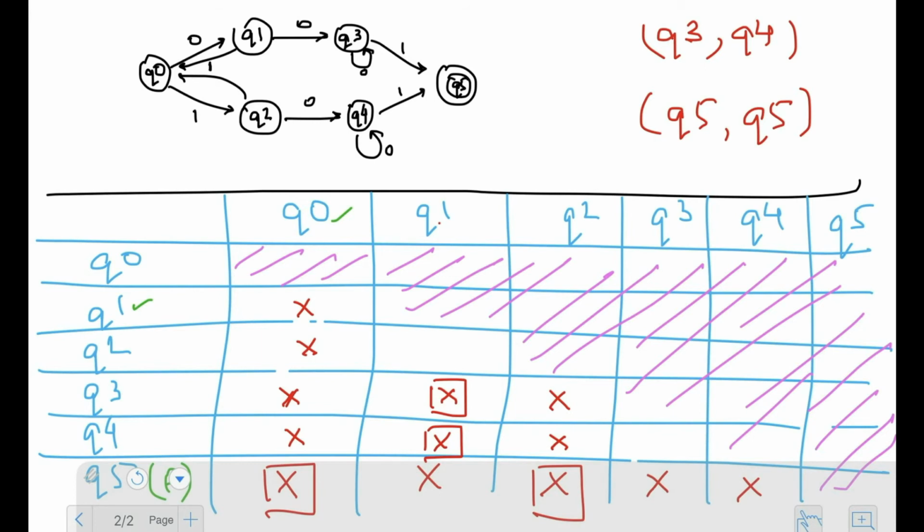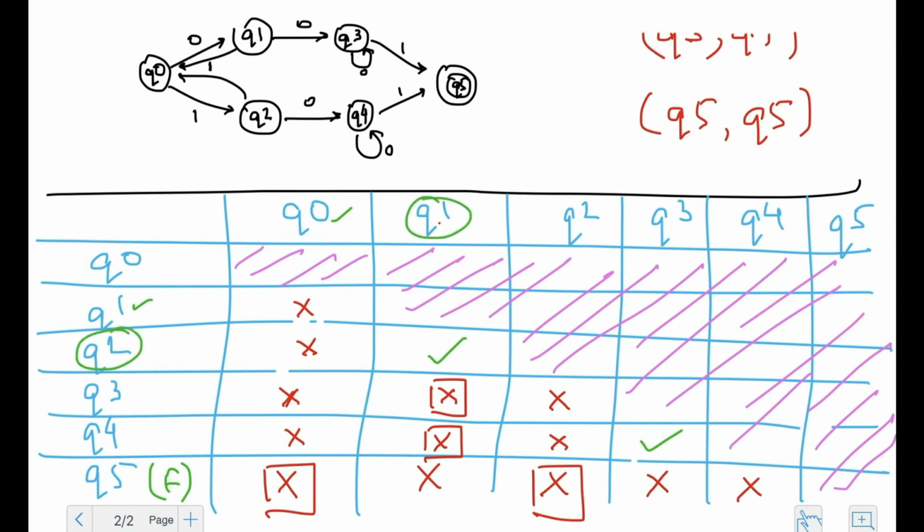that I was left with in my table, which was Q1, Q2 and Q3, Q4. And for both of these, I cannot comment anything on marking them right now, so I cannot mark both of these squares. So what happens at this point is, because I cannot mark anything more, then I take whichever are unmarked and I can merge those states. So I can merge Q1 and Q2.